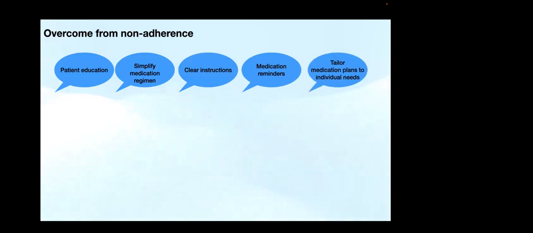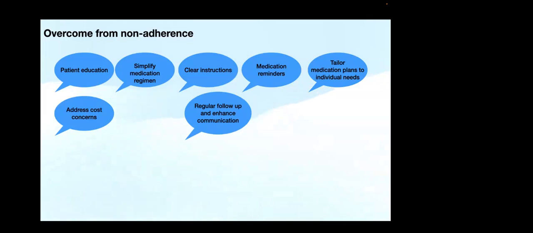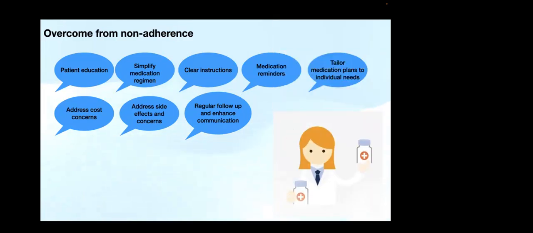Now, next is tailoring medication plans to individualized needs. Consider the patient's lifestyle, preferences, and challenges when developing the medication plan. That will further help. Then address cost concerns. Discuss potential financial barriers to medication adherence with the patient. Explore options such as generic alternatives, patient assistance programs, or cost saving strategies. Regular follow-up and enhancing communication are again very important, and address side effects and concerns associated with the medication. By doing this, we can overcome non-adherence.